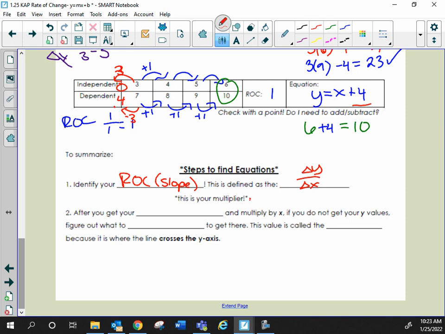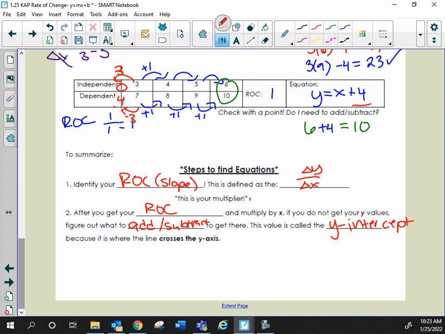After you get your rate of change and multiply it by x, if you do not get your y values, you figure out what you need to add or subtract to get there. This value is called the y-intercept.